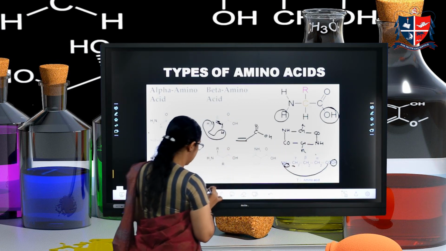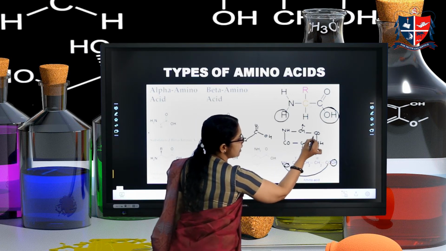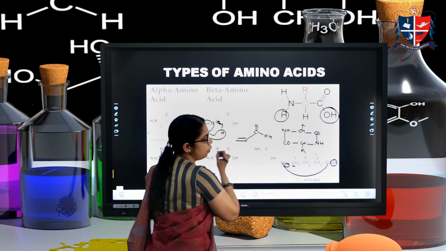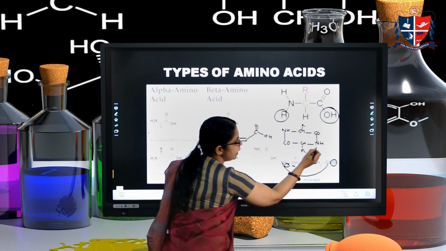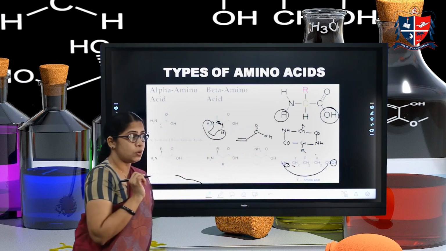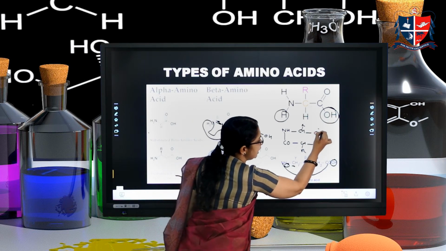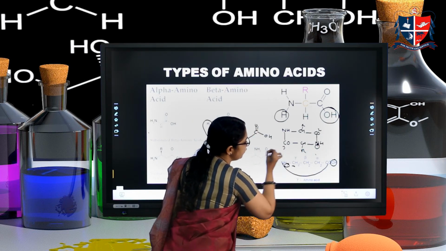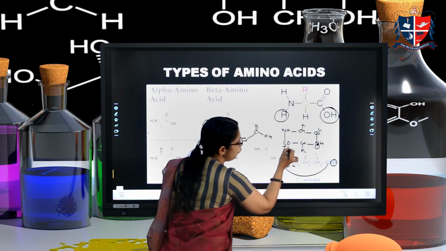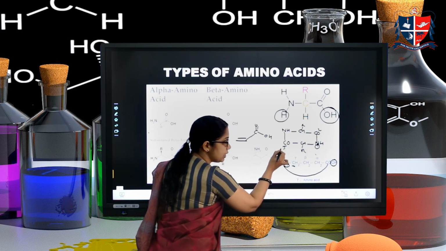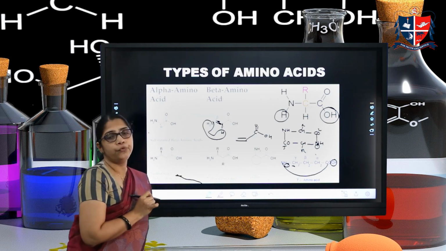So this is two amino acids: this is one amino acid, this is the other amino acid. For each amino acid, OH and hydrogen are gone. Two molecules of water are lost, and it forms 2,5-diketopiperazine. This is the first position, second, third, fourth, fifth. At the second position and the fifth position there is a keto group, so this is called 2,5-diketopiperazine. This is a heterocyclic compound.